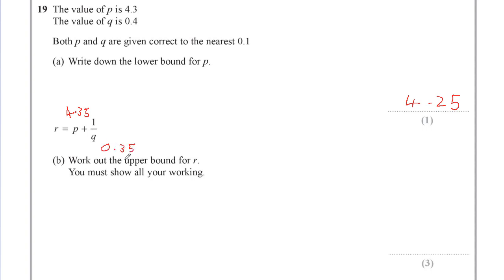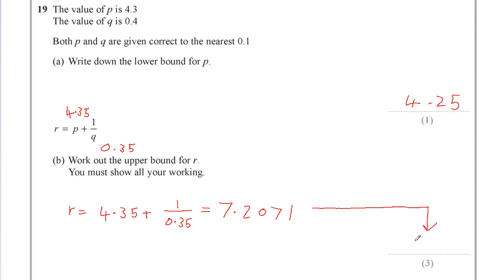0.35. So R equals 4.35 plus 1 over 0.35, which equals 7.2071. And to finish off, we'll round this to 7.2, which is the accuracy of the original data. Done.